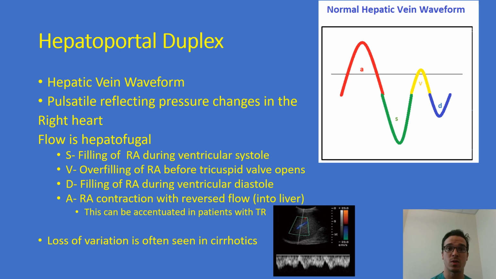This phase can be accentuated in patients with tricuspid regurgitation. There is often loss of variation seen in cirrhotics, which is seen in the image on the bottom of the screen.